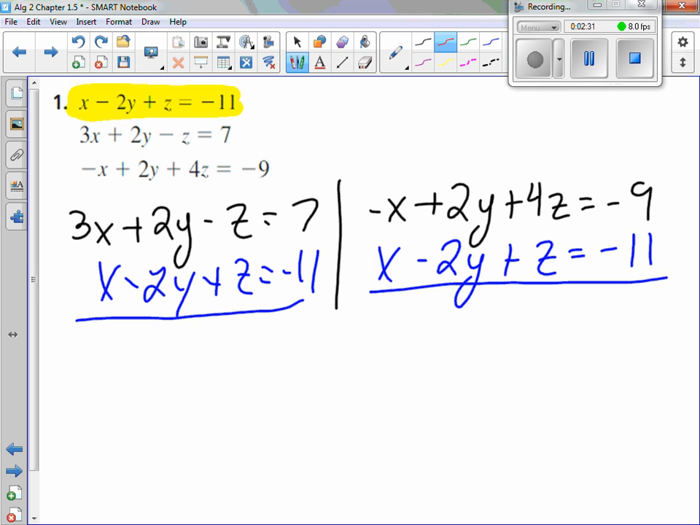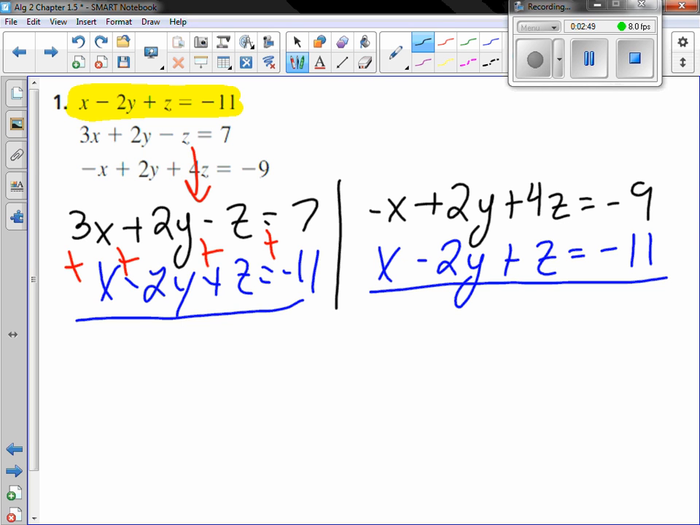Now we look at this here. The sign in front of y for these two, our first set here, are opposite. One's positive, one's negative. So when the signs are opposite, we are going to do what? We're going to add them together. Because when we add these together, 3x plus x is 4x. 2y plus negative 2y, well, that is 0. Those cancel each other out.